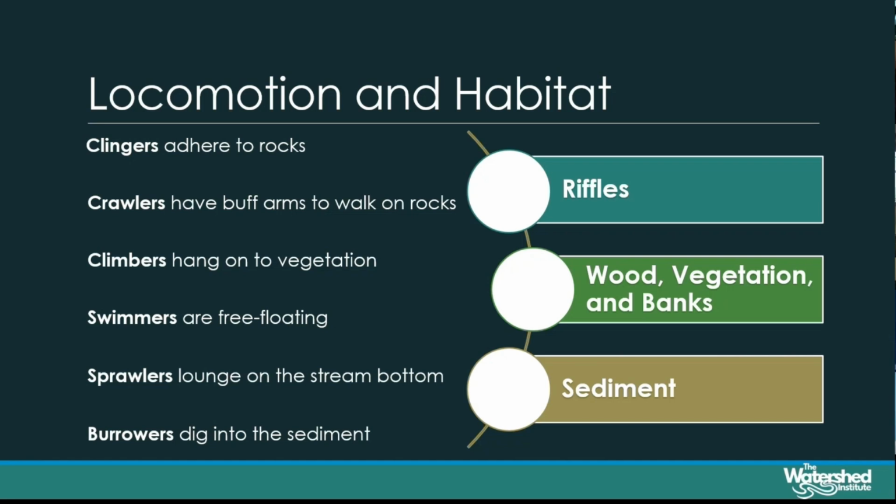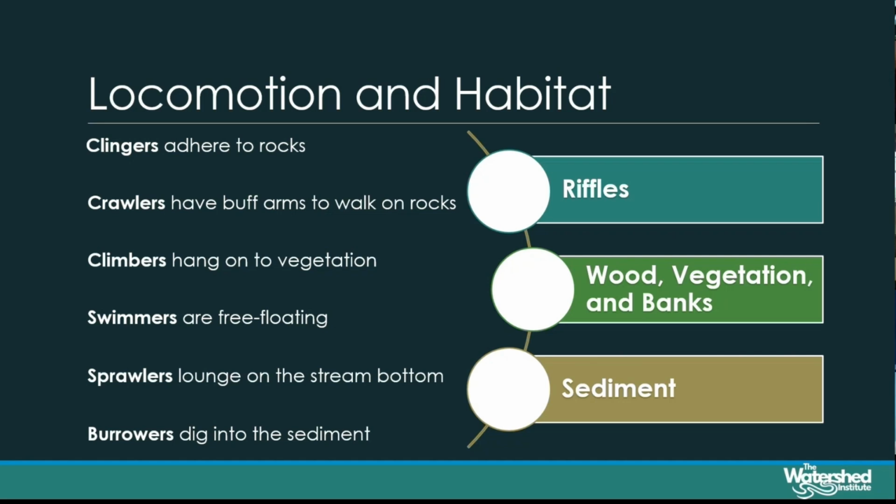What you want to do as a macroinvertebrate is figure out how to stay in one place. You don't want to be just tumbling with the water and end up in the ocean eventually. So clingers literally cling onto rocks. Crawlers are the guys like mayfly larvae. They've got these really buff arms and they tend to be kind of flattened, streamlined, so that they can crawl over these rocks and not get swept away with the water.